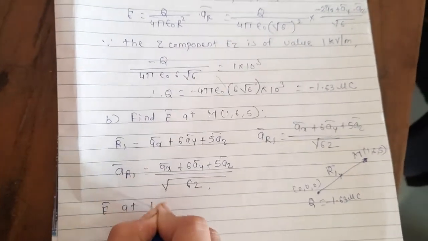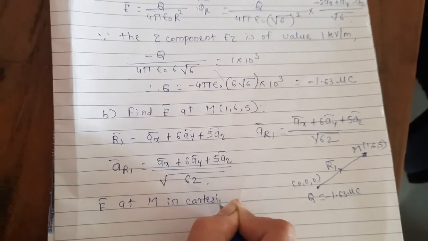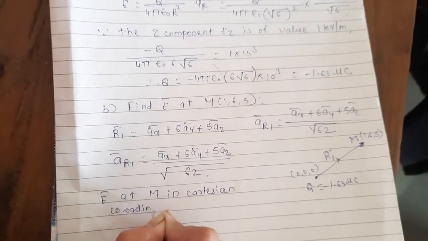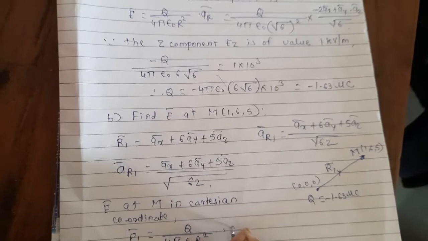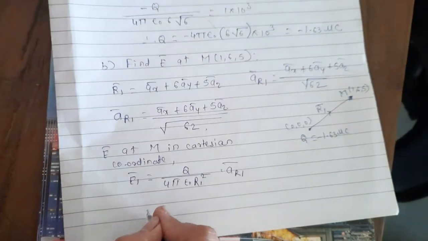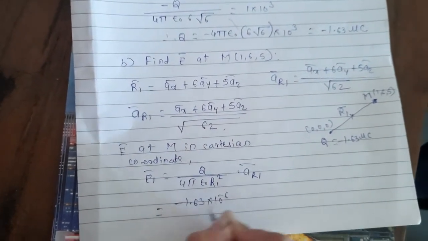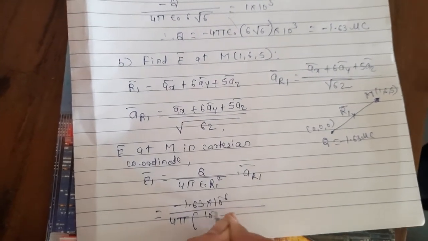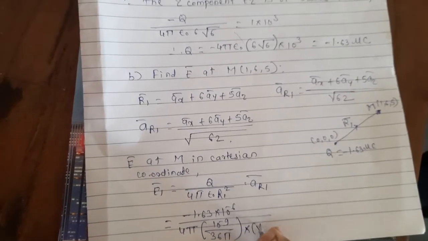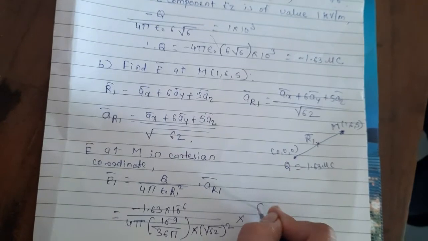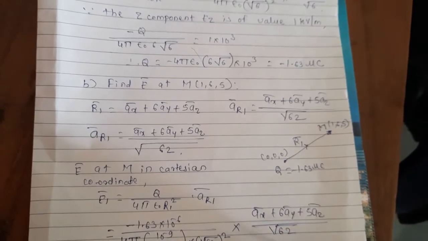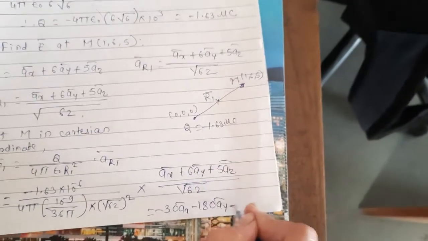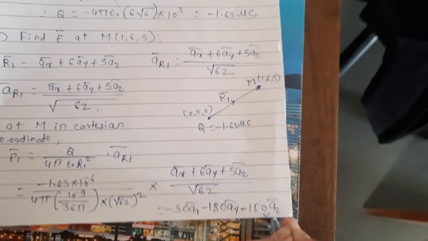Now E bar at M in Cartesian coordinate. In Cartesian coordinate, it is given by E1 bar is equal to Q by 4 pi epsilon 0 R1 square into AR1 bar. So we substitute the values: minus 1.63 into 10 raised to minus 6, 4 pi epsilon 0 is 10 raised to minus 9 by 36 pi, into 62, into AX bar plus 6 AY bar plus 5 AZ bar divided by square root of 62. So that is equal to minus 30 AX bar minus 180 AY bar minus 150 AZ bar volt per meter.